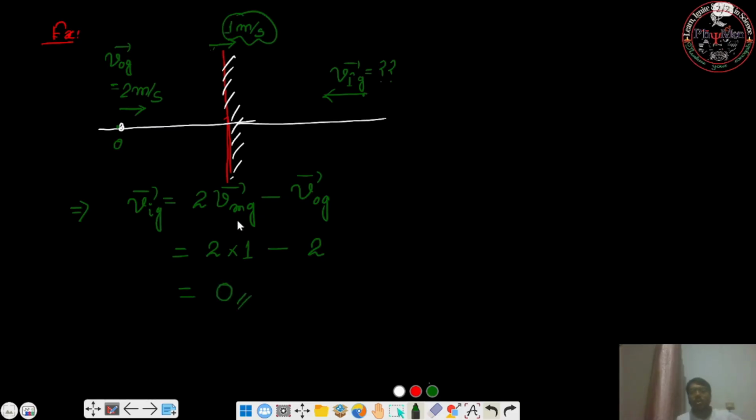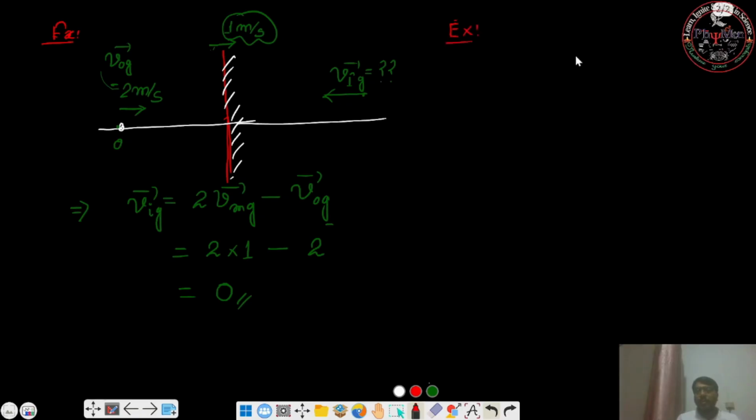Then velocity of the object with respect to ground is again 2 along this direction. So this will be 0. Next, let's move to another one.